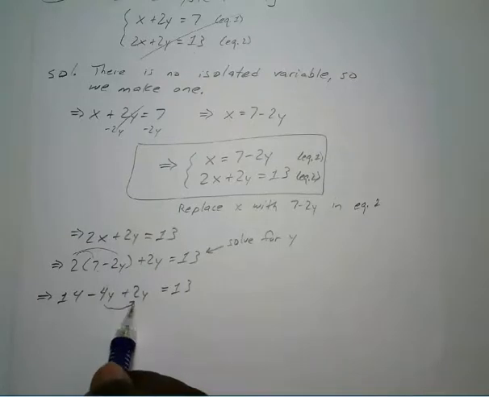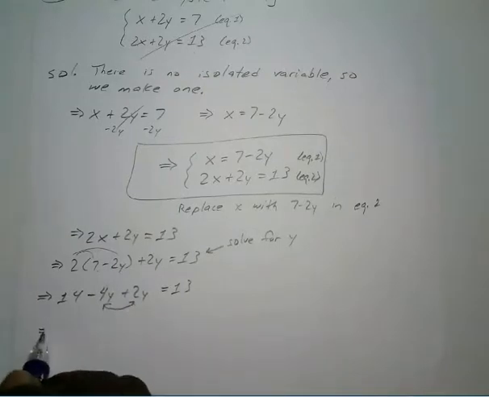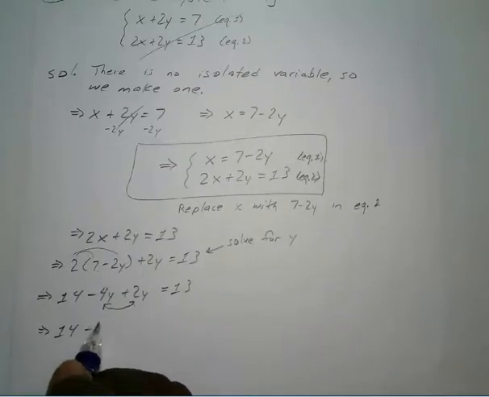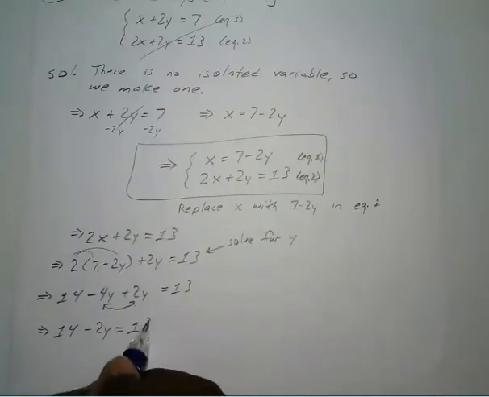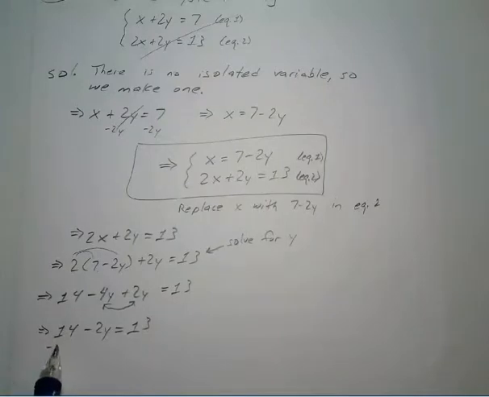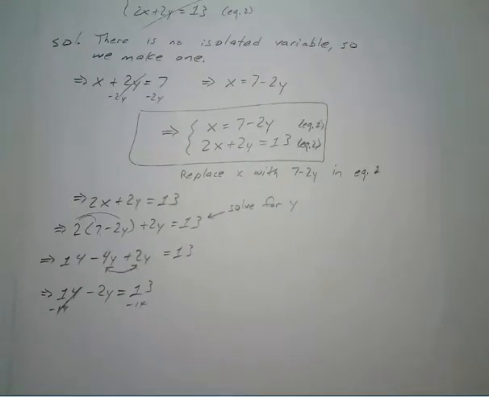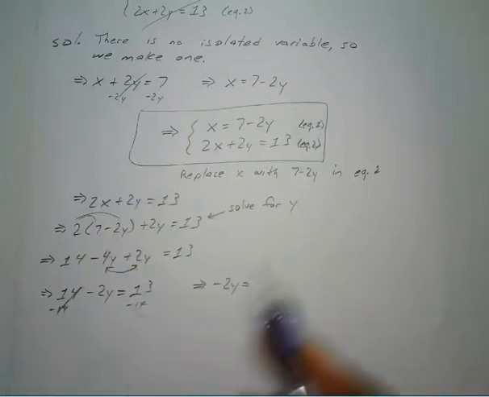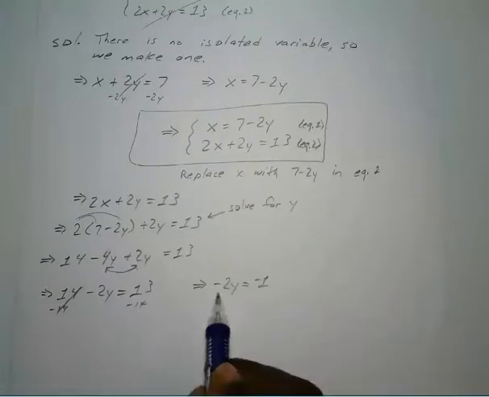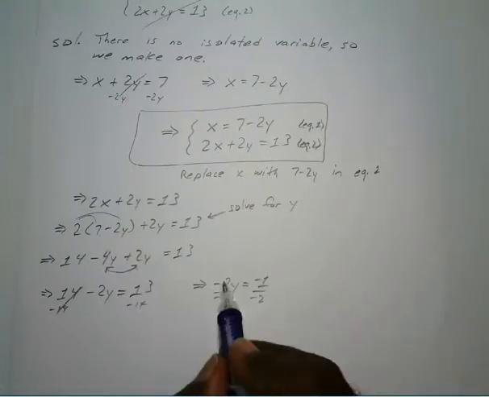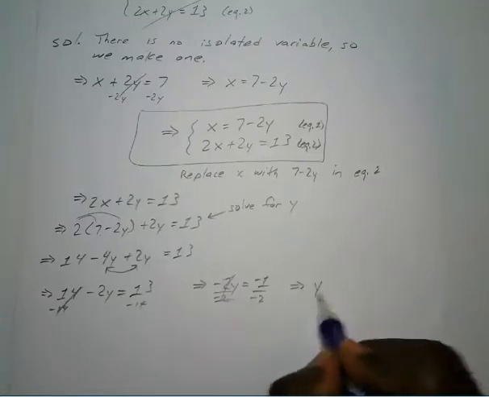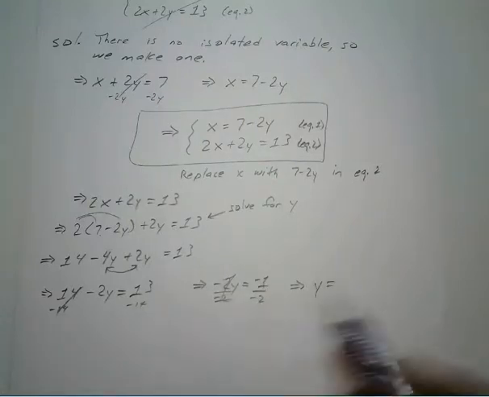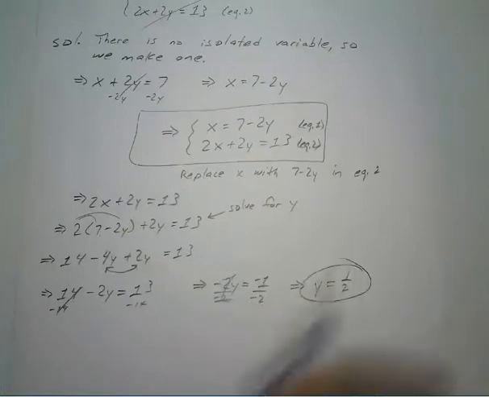We can go ahead and combine those two. That gives us 14 minus 2y equals 13. If we subtract 14 from both sides, that gives us negative 2y equals 13 minus 14, which is negative 1. If we divide both sides by negative 2, negative divided by negative is positive, so we have y equals 1/2.